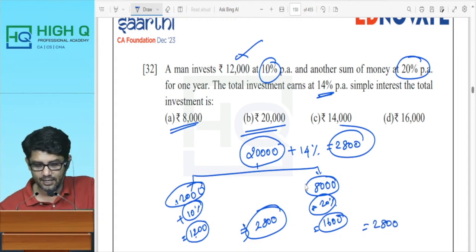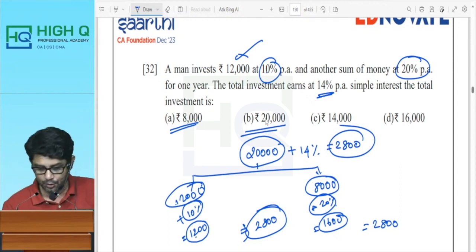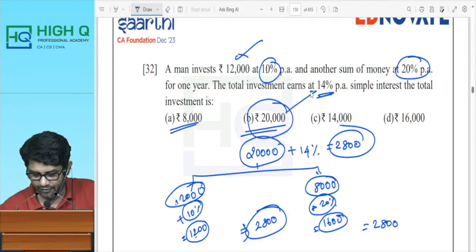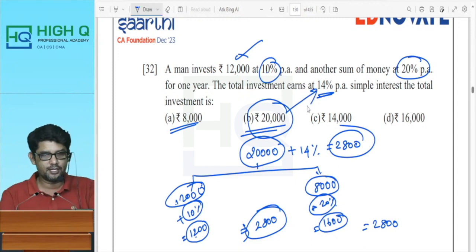As per the second condition, the total earning is given as 14%. So from the total amount, I am finding 14%. If I am getting the same 2,800, my assumption is correct.